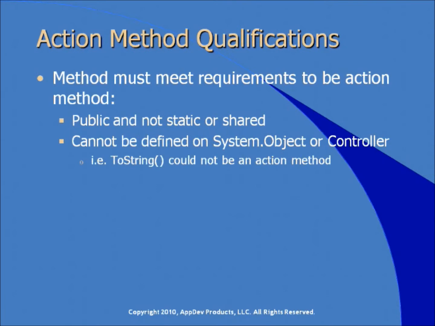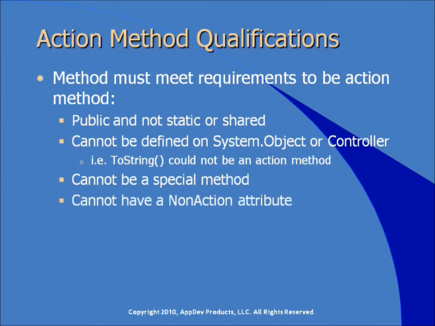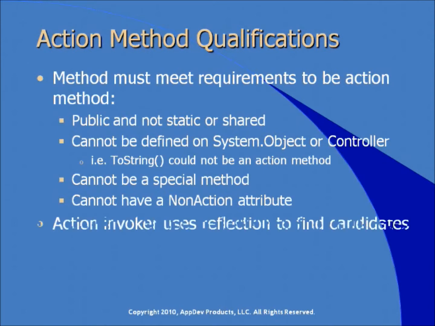So, for example, toString could not be an action method because it's defined on system.object. It also cannot be a special method, such as a constructor, property accessor, or event accessor. Finally, it also cannot have the non-action attribute decoration. This attribute is handy if you want to include a public method in a controller, but don't want to use it as an action method. Taking all of these restrictions into consideration, the action invoker uses reflection to find all of the methods in the controller with the same action name as the action name specified in the URL and meets the above requirements.